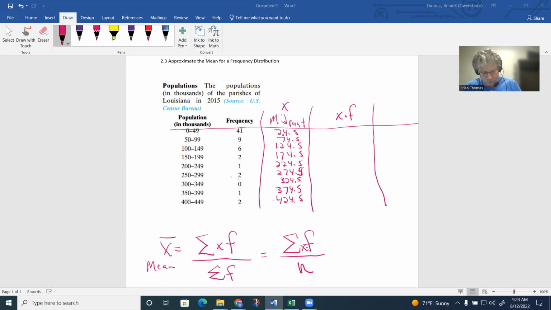If we do that, we get 1004.5. Then if I multiply 74.5 times 9, I'm going to get 670.5. Again, I'm going to pause my video and do those calculations and see what we can come up with here.